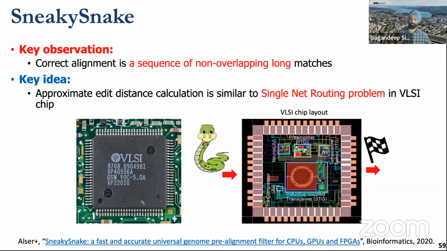And so that's how this pre-alignment filtering has been used as a single net routing problem, where we build up a matrix of these reads, and then we try to find the shortest way to come out. So for more detail, I recommend you read the paper.